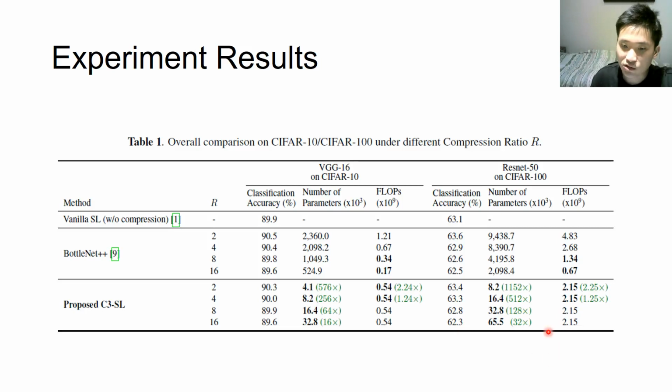Besides, C3-SL greatly reduces the number of parameters, that is, the memory overhead and the computation overhead. This shows that under the split learning scenario with limited memory and computation resources, C3-SL is more suitable to compress the intermediate features.